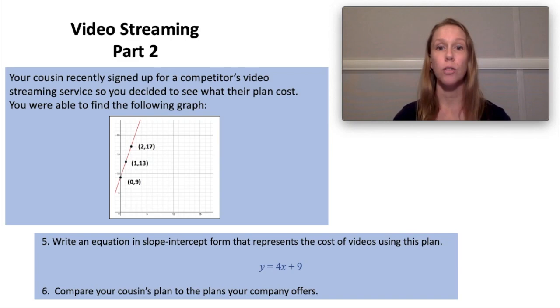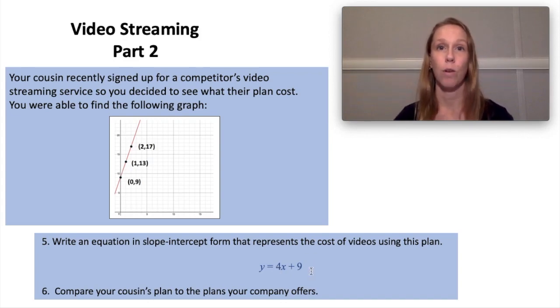So in this case, you're going to take the difference in y values over the difference in x values, or rise over run. I simply did 13 minus 9 over 1 minus 0, and that gave me 4 over 1 as my slope, or my rate. So that means this plan costs $4 per video, and when I put that in y equals mx plus b form, my slope was 4. So this tells me my cousin's plan is $4 a video.